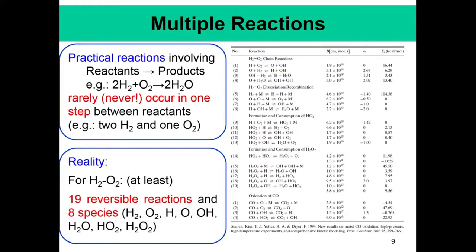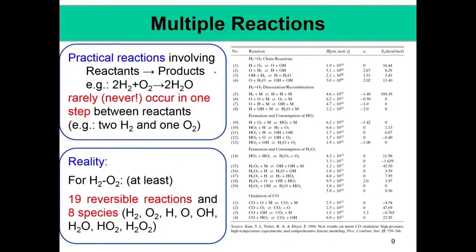If you consider the combustion of hydrogen in oxygen, we all know that the product is water. But this does not happen in one step. The reason is that the collision of two molecules like H2 and O2 cannot make a product. There have to be very energetic intermediates involved in this reaction mechanism, which can carry the reaction forward. H2 and O2 are two molecules, and as such they do not react among themselves to form water. So as you see, hydrogen oxygen combustion involves 19 reversible reactions and 8 species.